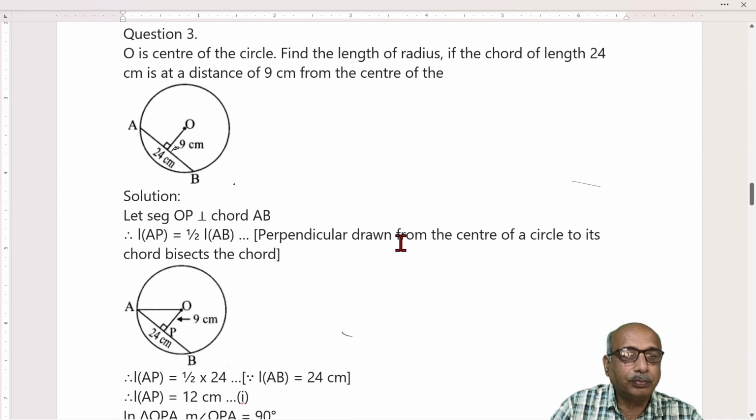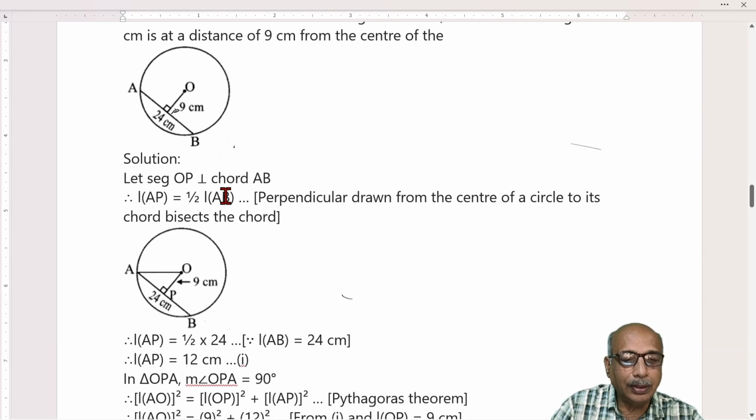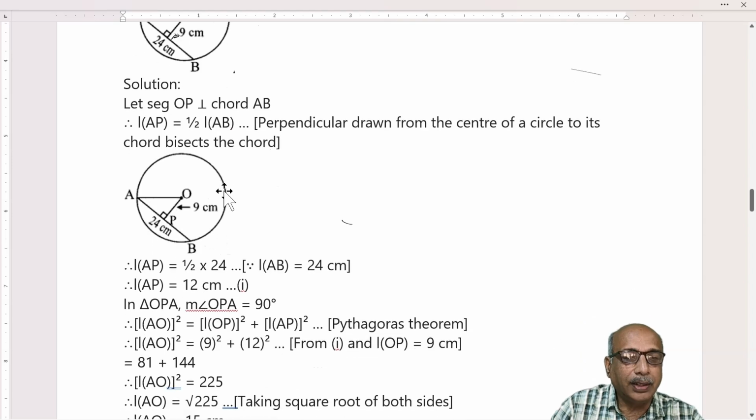Question 3. O is the center of the circle. Find the length of the radius if the chord of length 24 centimeter is at a distance of 9 centimeter from the center of the circle. Here you see, the chord is given as 24 centimeter. The distance from the center is given as 9 centimeter. What you have to find out? The radius. Again, AB will be divided into half. This is point P. So it will be 12. This is 9. Apply Pythagoras theorem. You can find OA, that is the radius of the circle.